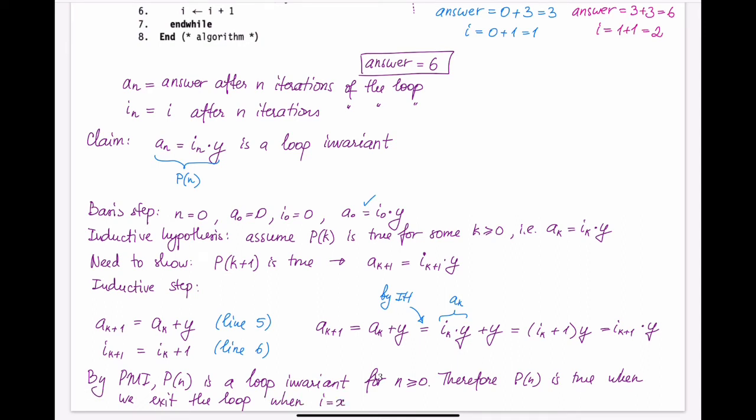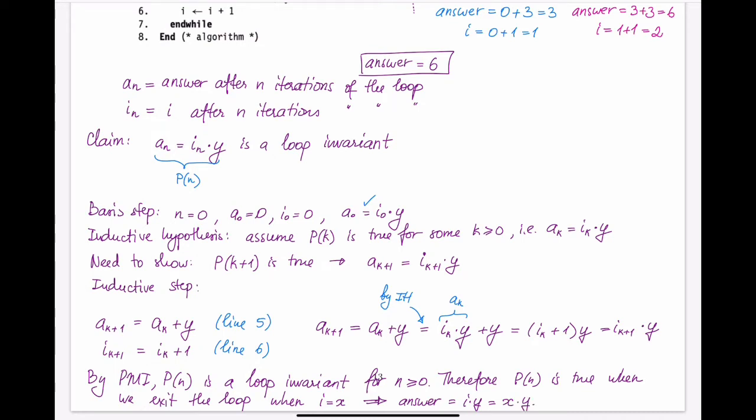Okay? If this is my loop invariant and I exit it when I is equal to x, that means I exit it when I can be replaced by x, and therefore my answer will be indeed x times y, which is exactly what I was looking for. So what I have is answer is equal to, again, as per the loop invariant, I times y. And on loop exit, I have I is equal to x, so I have x times y. And that, of course, is exactly what I wanted to prove.